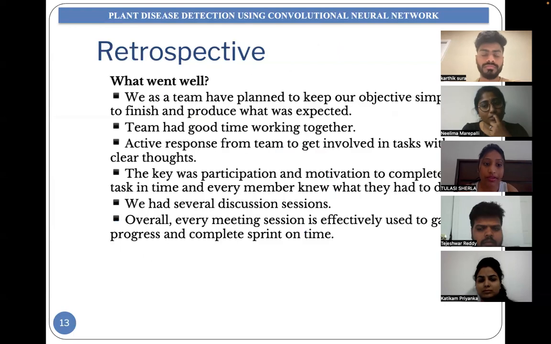Next slide, please. Next, retrospective, what went well. The team had a good time working together, and we as a team planned to keep our objectives simple to finish and produce what was expected. The main key was participation and motivation to complete the task in time, and every member knew what they had to do. And we had several discussion sessions, as I have already mentioned previously. And overall, every meeting session was effectively used to gain progress and complete the sprint on time.